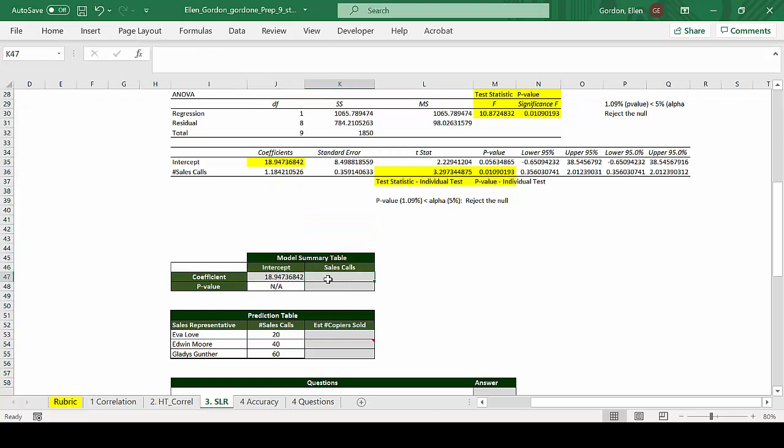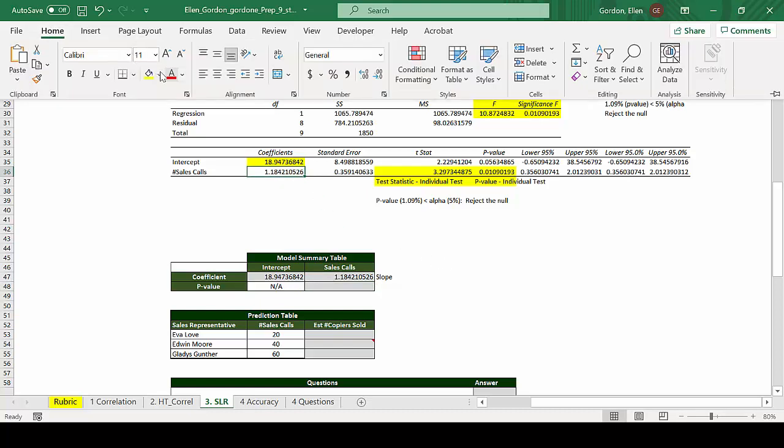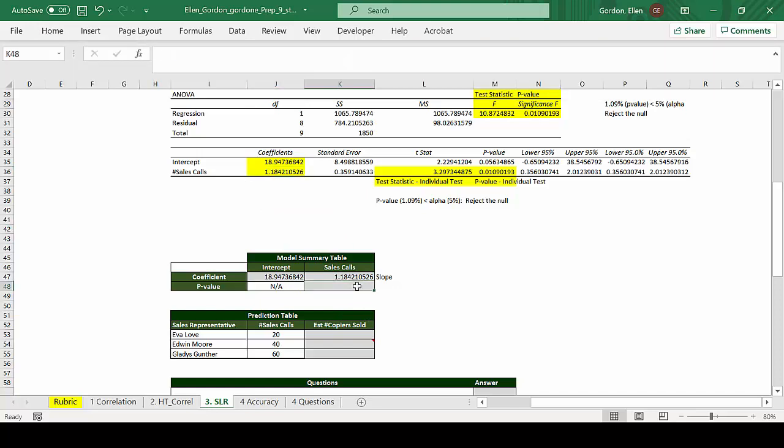And then right here, sales call, the coefficient. This asks for the slope. And the slope is right here, 1.18. And then right here, the p-value for sales call, this is asking for the p-value for the individual test. So I am going to reference that. All right, so we completed the model summary table.